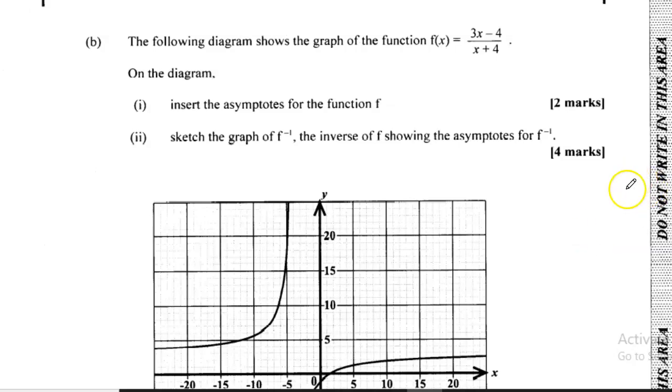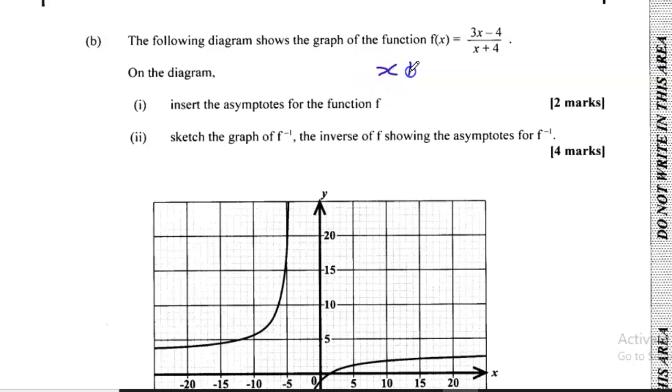Number 2, part B. The following diagram shows a graph of the function f of x is equal to (3x minus 4) upon (x plus 4). On the diagram, insert the asymptotes for the function. Now the asymptotes, we'll get by equating the denominator to 0. So x plus 4 is equal to 0, which means x equal negative 4 is an asymptote.